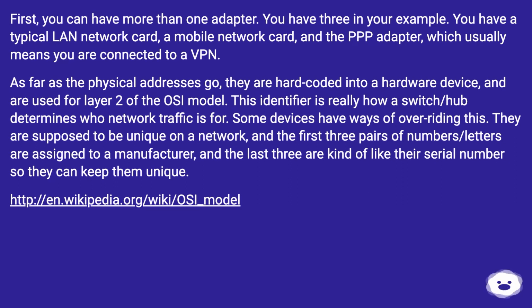This identifier is really how a switch/hub determines who network traffic is for. Some devices have ways of overriding this. They are supposed to be unique on a network, and the first 3 pairs of numbers/letters are assigned to a manufacturer, and the last 3 are kind of like their serial number so they can keep them unique.